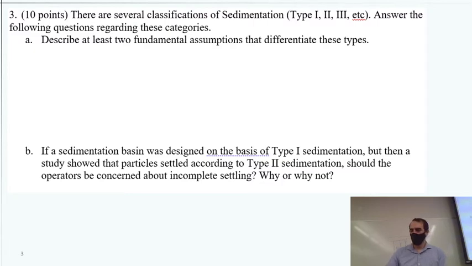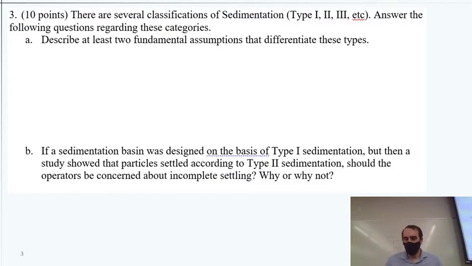Problem 3, I was fairly lenient on again because we really didn't talk about it a lot. This is just kind of a concept question about sedimentation and the different classifications of sedimentation occurring. And so it starts off mentioning there's a few different classifications, 1, 2, 3, all the way up to 5, I believe. And so answer the following questions regarding those. And part A said describe at least 2 fundamental assumptions that differentiate these types.